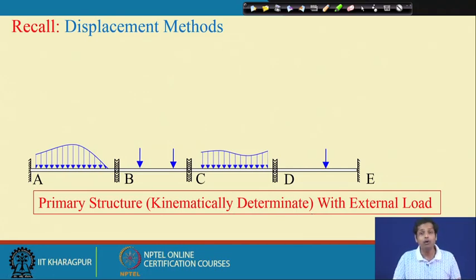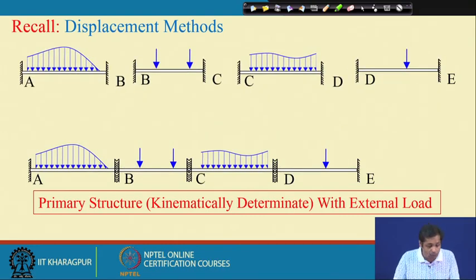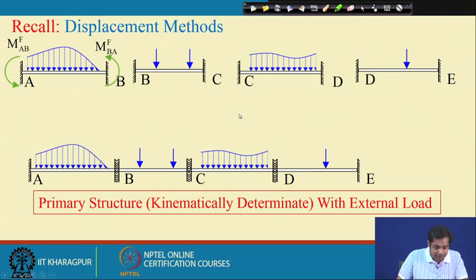Then what we did is we took each segment separately. Suppose this segment separately we took. Now, all these beams separately are fixed beams, subjected to the external load. Then we can solve this fixed beam separately using any method, and we can find out the moments at the supports, and those moments are called fixed end moments.